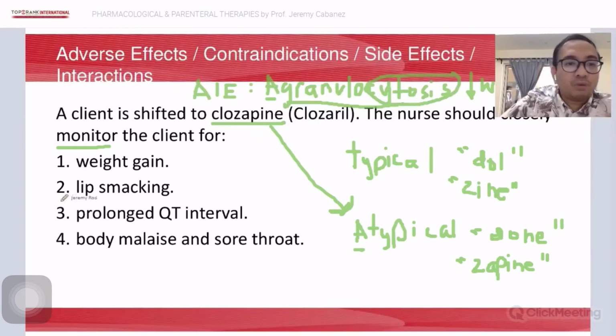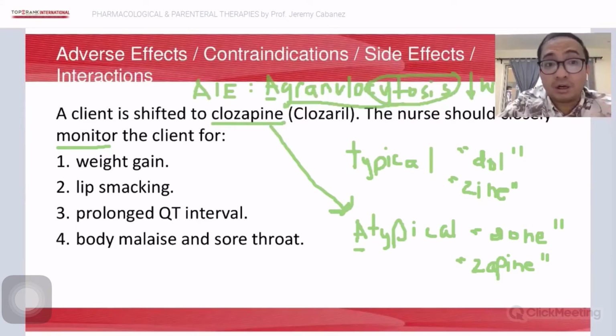So therefore, should you monitor the client for weight gain? Okay. Tandaan, ang weight gain po natin may also occur. But definitely, weight gain is not life-threatening. This is an expected side effect when taking antipsychotics. So since this is expected, eliminate number 1.